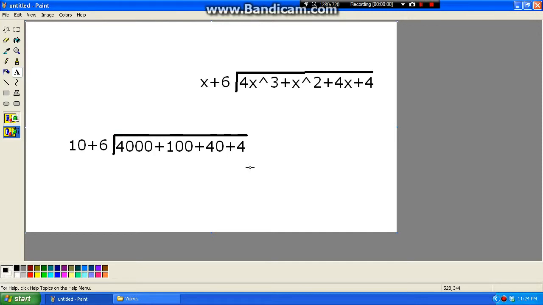Hello everyone, my name is James Ryan, and I'm here to teach you guys how and why polynomial division works, the technique, why it works, and one way you can derive it.